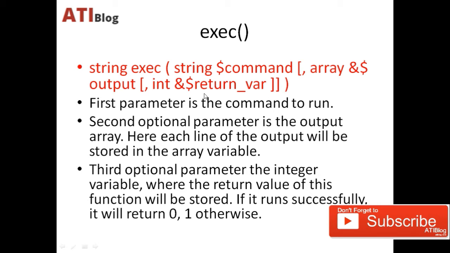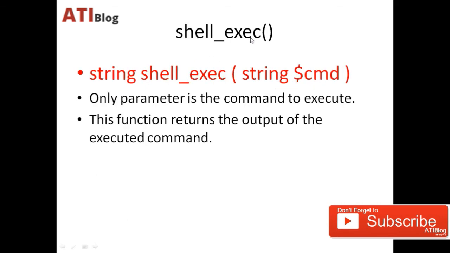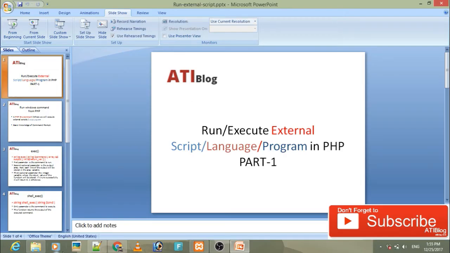and we will execute the exec function. The second function is more basic. This is the shell_exec function. This function simply returns the output. It doesn't store the output in an array. It simply returns the output as a string, and the only parameter is the command to execute in string format. So this function simply returns the output of the executed command. So we will see some examples here.